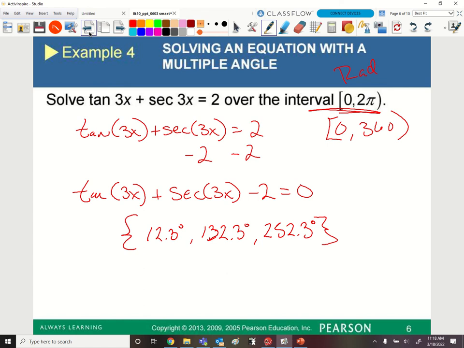So this solution is, yeah, you don't add the pi on this. And then do it again for this next one.